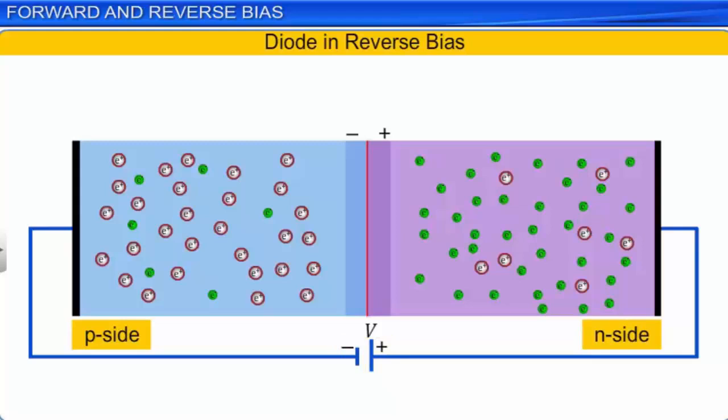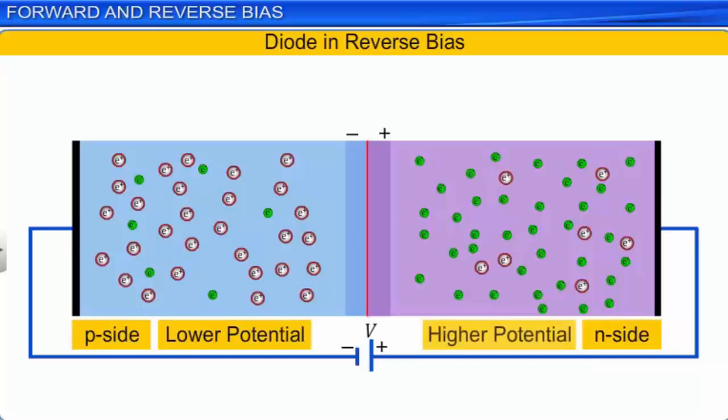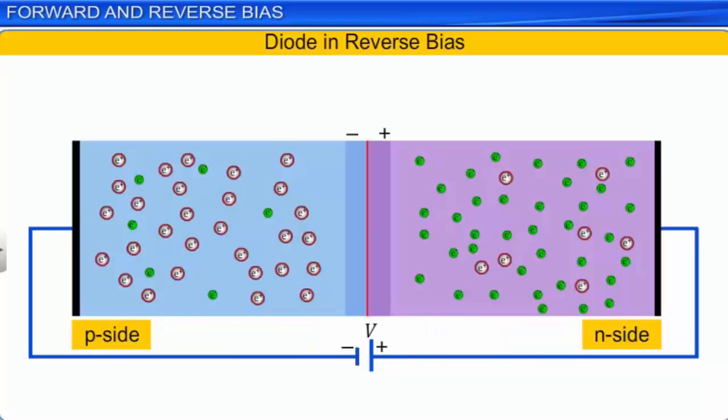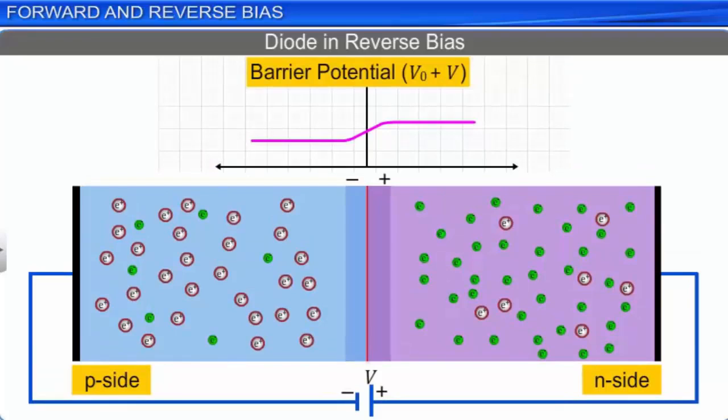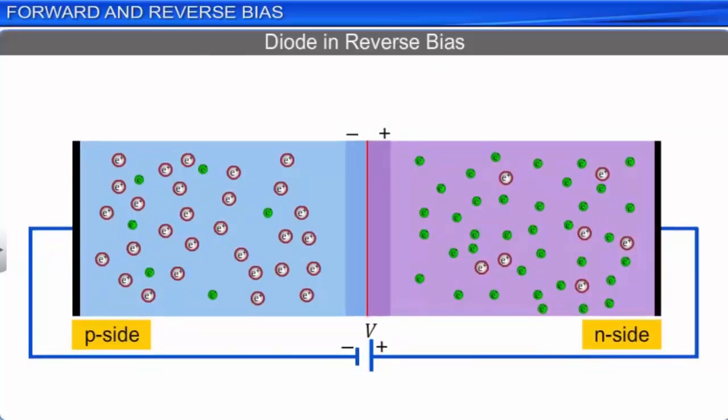Here, the p side of the diode is at a lower potential and the n side of the diode is at a higher potential, since the battery raises its potential more than its value for the unbiased state. When a diode is reverse biased, the barrier potential across its p-n junction increases and is given by the sum of the barrier potential V0 at equilibrium and the externally applied voltage V. Also, when a diode is reverse biased, the width of the depletion region around the p-n junction increases.